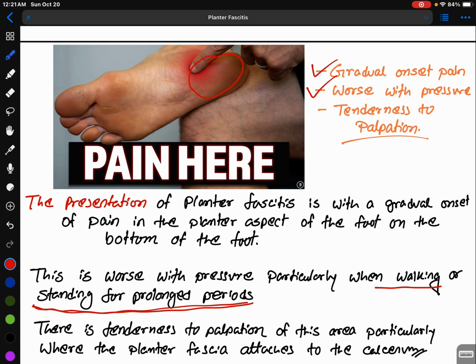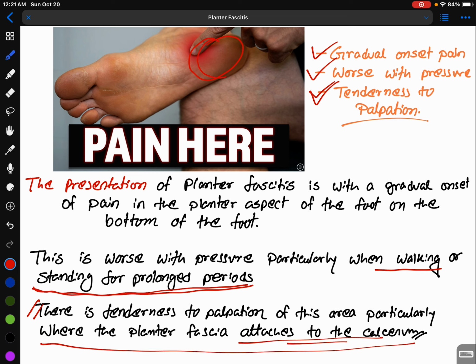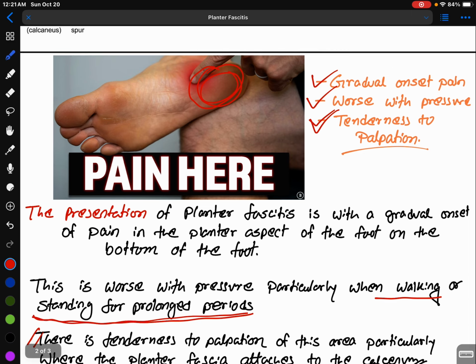Again, we can find tenderness to palpation. There is tenderness to palpation of this area, particularly where the plantar fascia attaches to the calcaneum.